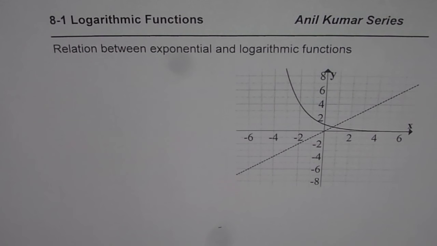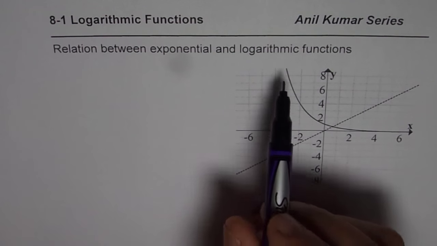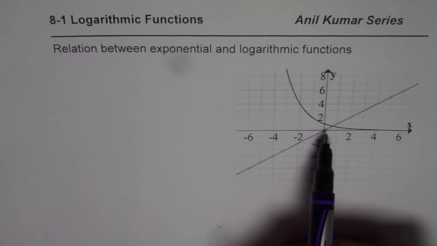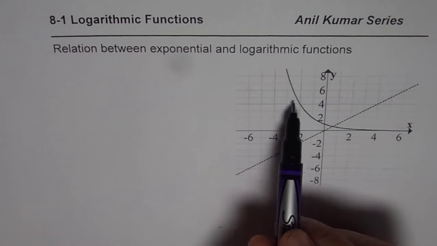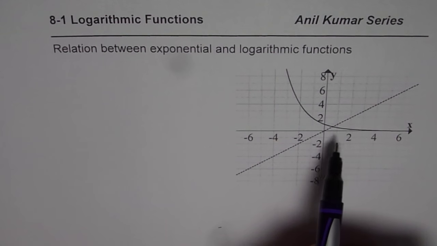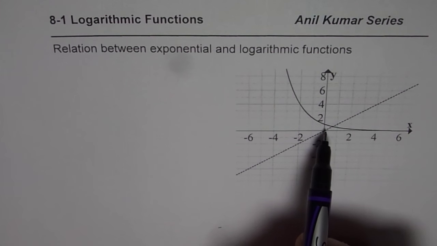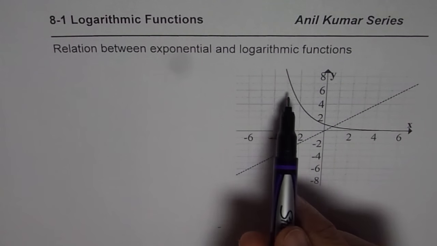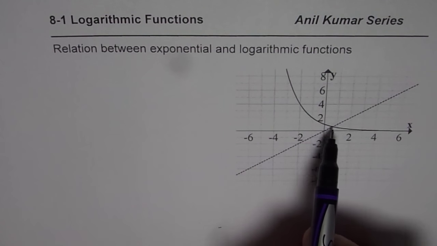Here in this video, we will try to understand a relation between exponential and logarithmic functions. We have a graph of an exponential function here. Since the graph drops down rapidly, it is an exponential function with negative exponents. This kind of shows decay, exponential decay.